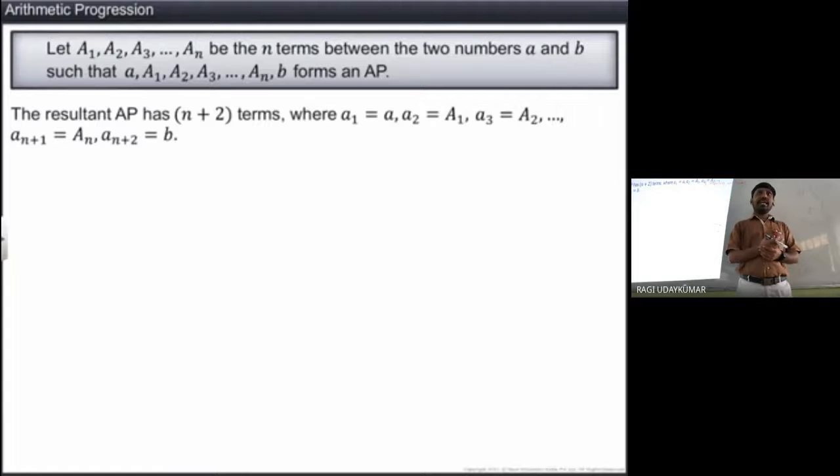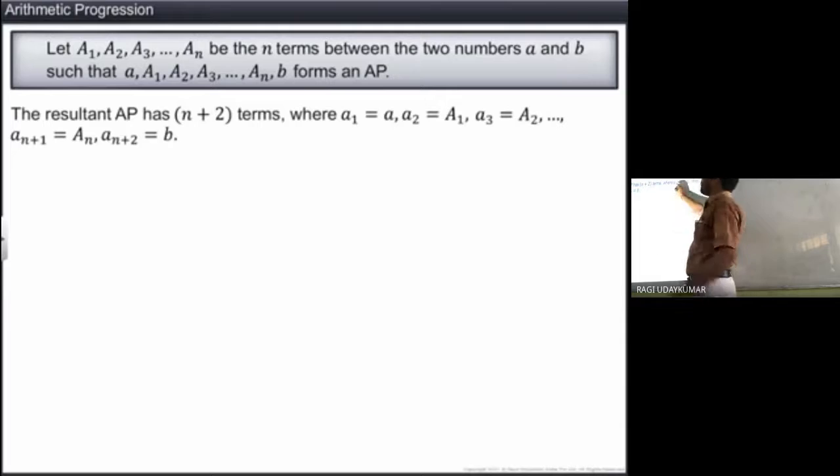समझ में आया? Total number of terms है n plus 2. सपोज मैं 2 नंबर दे दिया और दोनों के बीच में 4 नंबर्स insert करने को कह रहा हूँ, तो टोटल कितना होगा? 6 होगा ना. Like that, n numbers are inserted means n plus 2 terms होगा. So in the n plus 2 terms, first term is a, second term is capital A1.